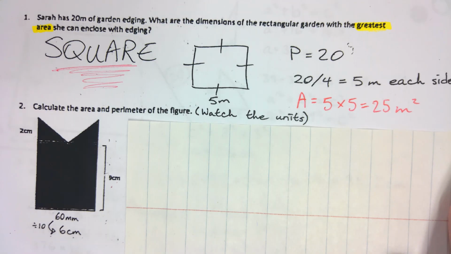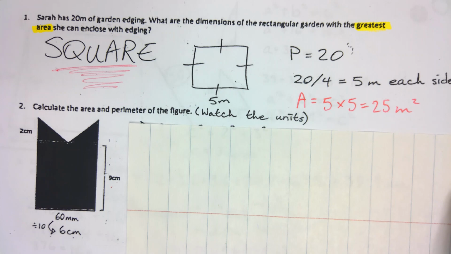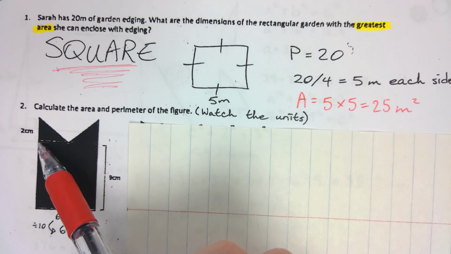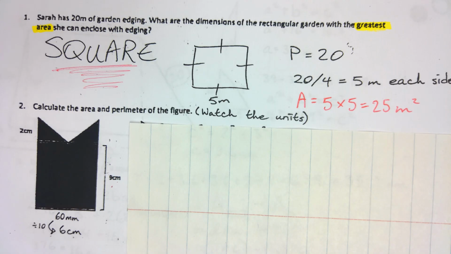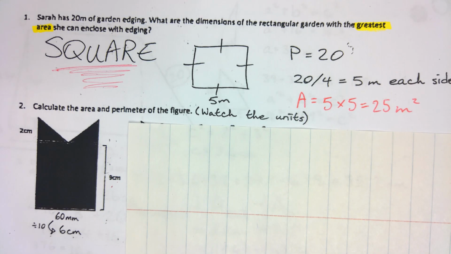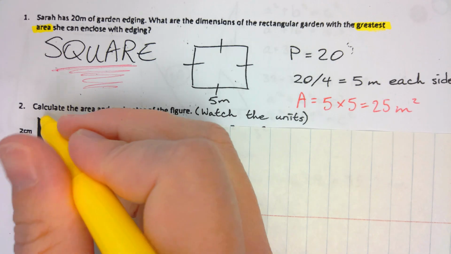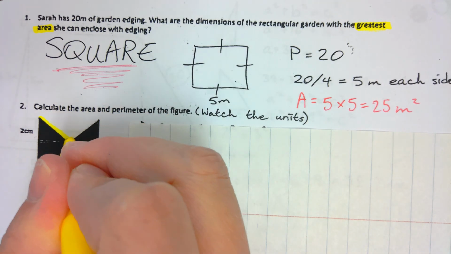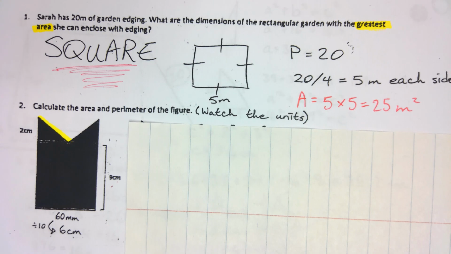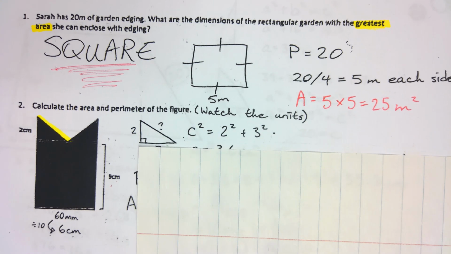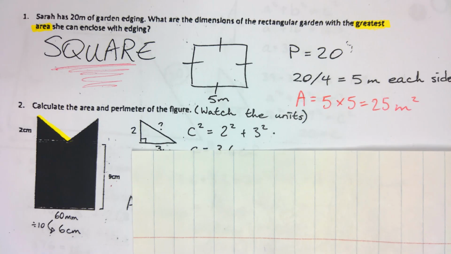Okay, so I want to find the perimeter. Let's go with perimeter first. Okay, I know this is 2, I know this is 9, this is 6, this is 9, this is 2, but what do I not know? I don't know this diagonal right here. I don't know this length. And whenever we don't know a length, what do you think we have to do? Pythagorean theorem, right? It's always, always, always. Whenever you don't know a length, it's always Pythagorean theorem.